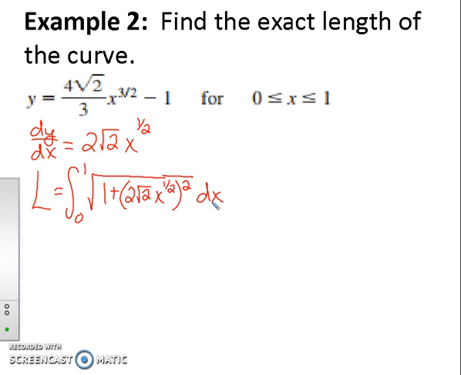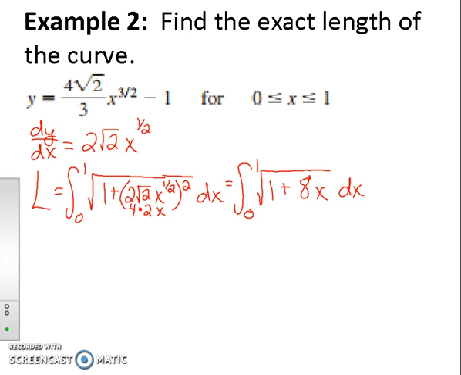All right, and then we're going to work this out by hand. So the first thing I would want to do is square the 2 square root of 2 x to the 1/2. So 2 squared is 4, square root of 2 squared is 2, x to the 1/2 squared is x. So that becomes 8x.